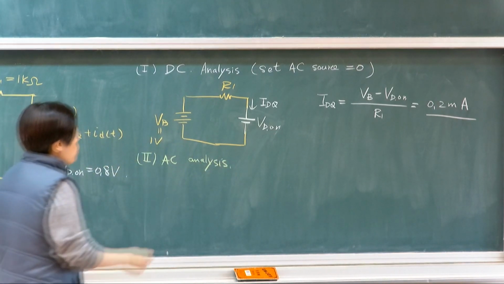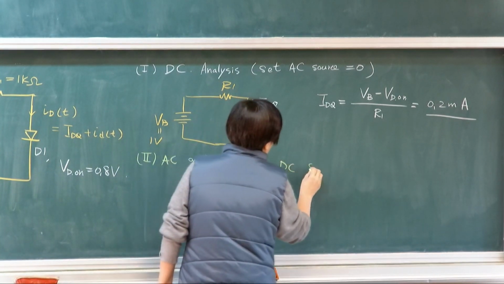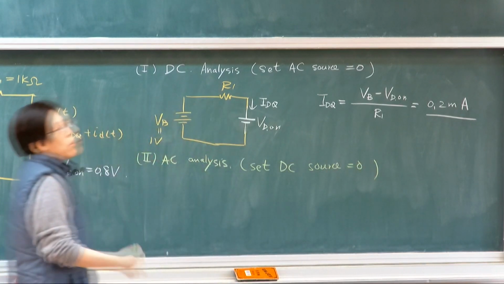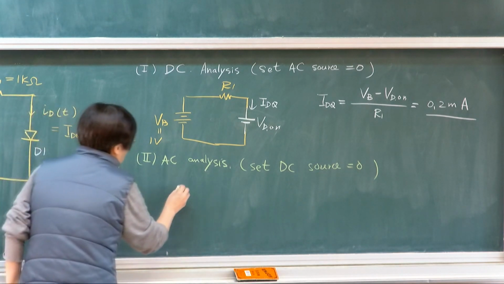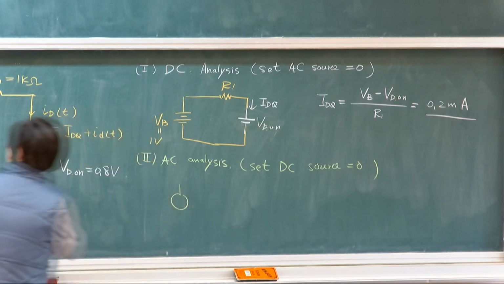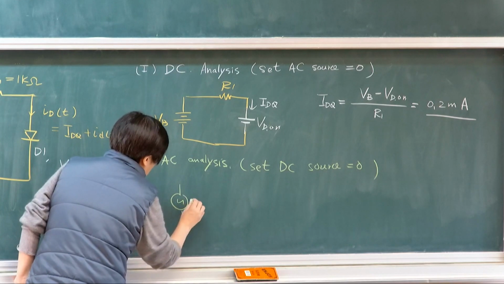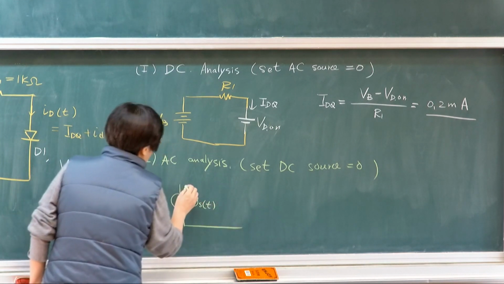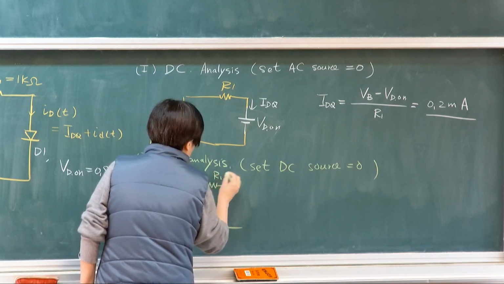So for the AC analysis, you set DC sources to ground. Now, for voltage source to ground, but anyway, just set the sources to 0. So we're only looking at the AC part. So your circuit will look something like this. This is being set to ground. So you only have this AC signal from the source and being biased R1.